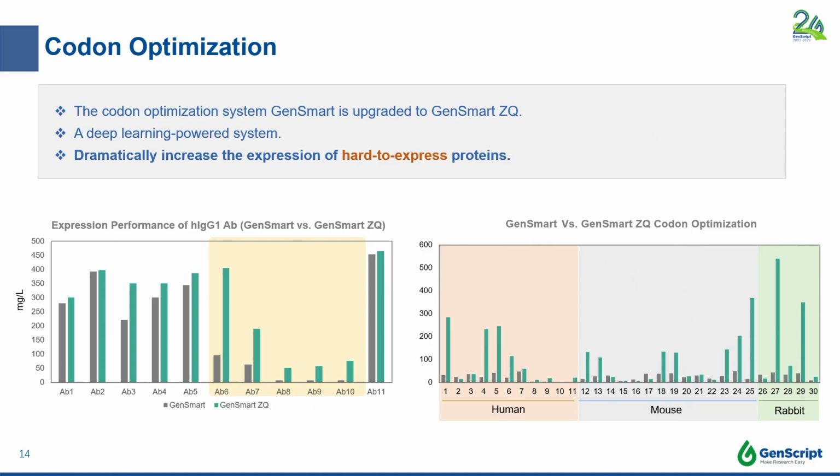relative to the original algorithm. And when you extend that across the human, mouse, and rabbit, you can see that we see vast improvements.